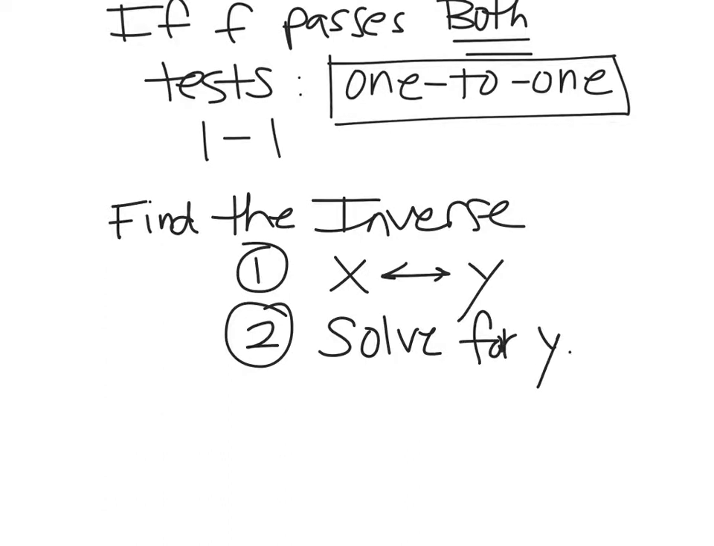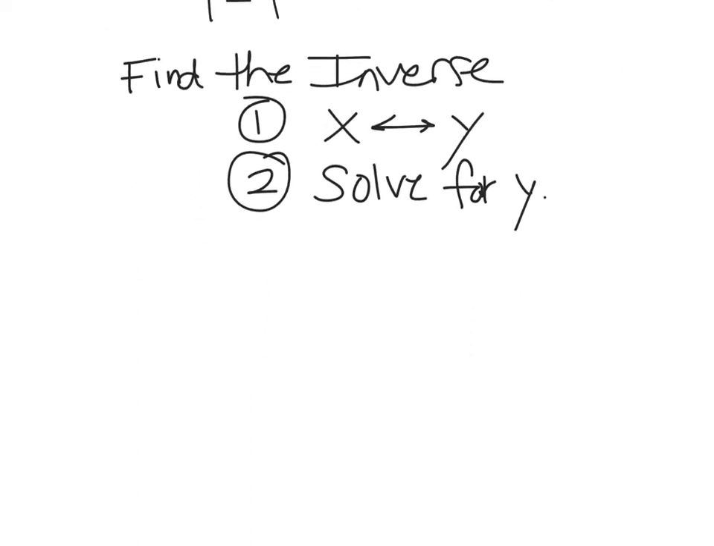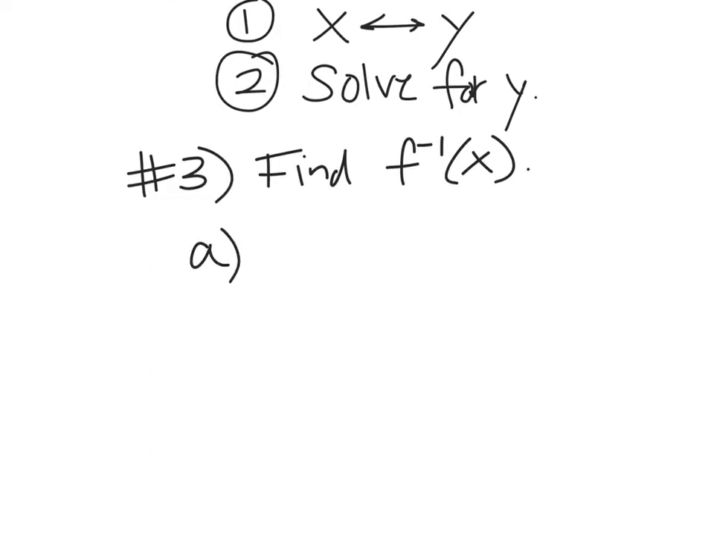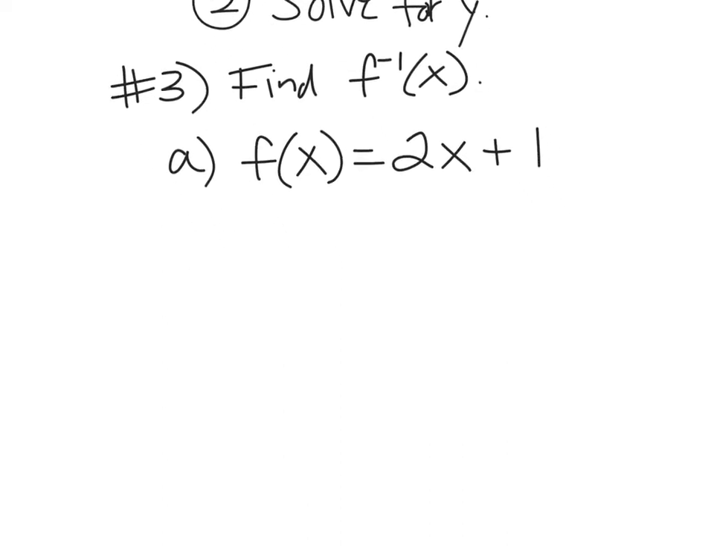Okay. I have 4 examples of this. We're going to start easy and work our way to hard. Here we go. Number 3. Find f inverse of x. So let's start with a basic line, okay? Someone want to give me a line, f of x equals, give me a slope. Make it easy, 2x plus 1. Perfect. There we go. F of x equals 2x plus 1. So that's a line. A line is one-to-one. This line is.